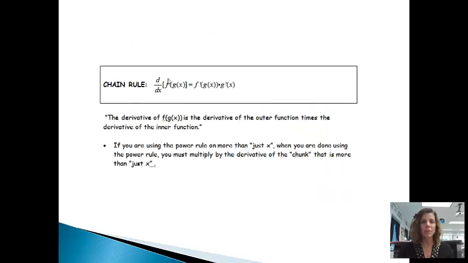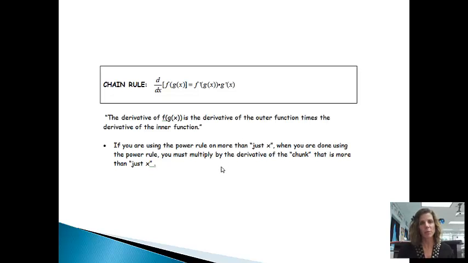The chain rule kind of looks crazy, but it's basically saying if you have the derivative of a composite function, you've got something in parentheses and then something happening on the outside, we're going to be taking the derivative of the outer function multiplied by the derivative of the inner function. I'm just going to read what's on this slide. If you are using the power rule on more than just x, when you are done using the power rule, you must multiply by the derivative of the chunk that is more than just x.